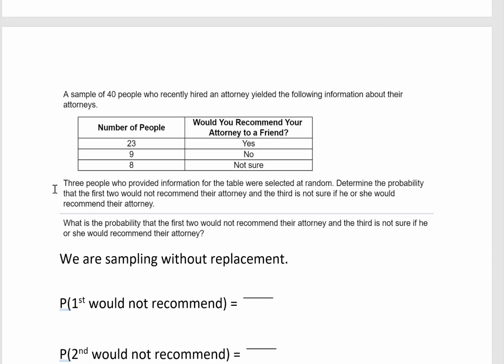A sample of 40 people who recently hired an attorney yielded the following information about their attorneys. 3 people who provided information for the table were selected at random. Determine the probability that the first 2 would not recommend their attorney, and the third is not sure if he or she would recommend their attorney. What is the probability that the first 2 would not recommend, and the third is not sure when we pick those 3? So we're sampling without replacement.